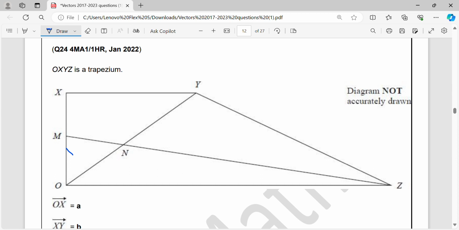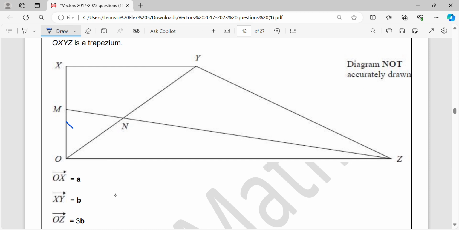Question number 24 from paper 1 HR, January 2022. It's a vector question. OXYZ is a trapezium, and the position vector for OX is given, which is a. So OX is here, so this is a. XY is b. This is b. And OZ is 3b.